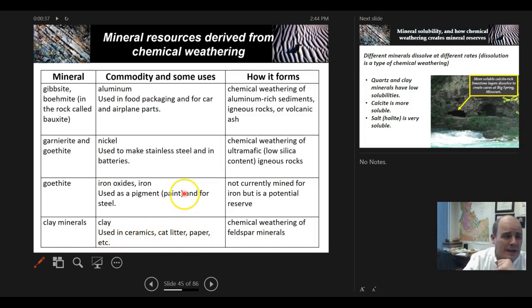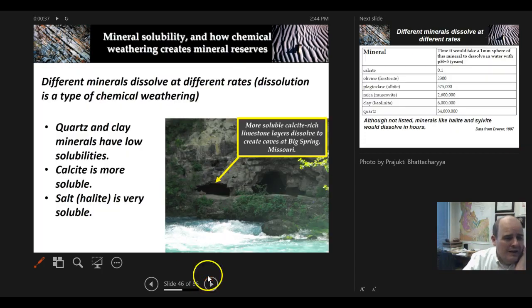Okay, so some minerals are more soluble than others. Remember, quartz is really stable, so it won't dissolve, whereas other minerals like calcite are much more soluble, and halite is even more soluble, right? Salt, you just put it in the water, it's going to dissolve away. Those chemical bonds are very weak, and so they will dissolve. Whereas calcite will dissolve slower because it's a little bit more stable. But if you put an acid on it, it will slowly go away.